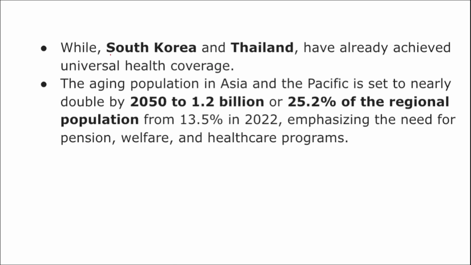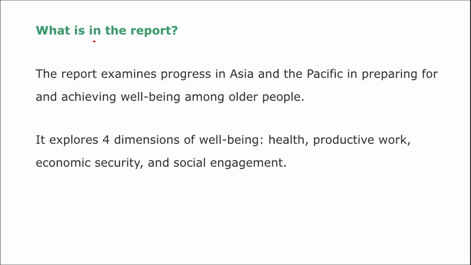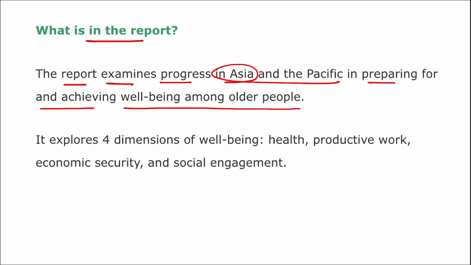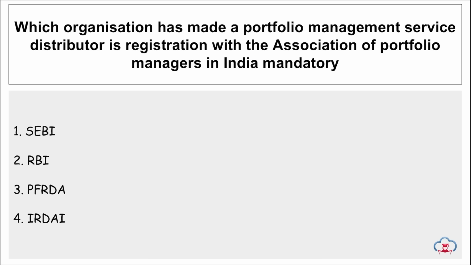Moving on, here you can see South Korea and Thailand, they have already achieved universal health coverage. Next, what is in this report? The report examines progress in Asia and the Pacific in preparing for achieving well-being among older people, and it explores 4 dimensions of well-being: health, productive work, economic security, and social engagement.